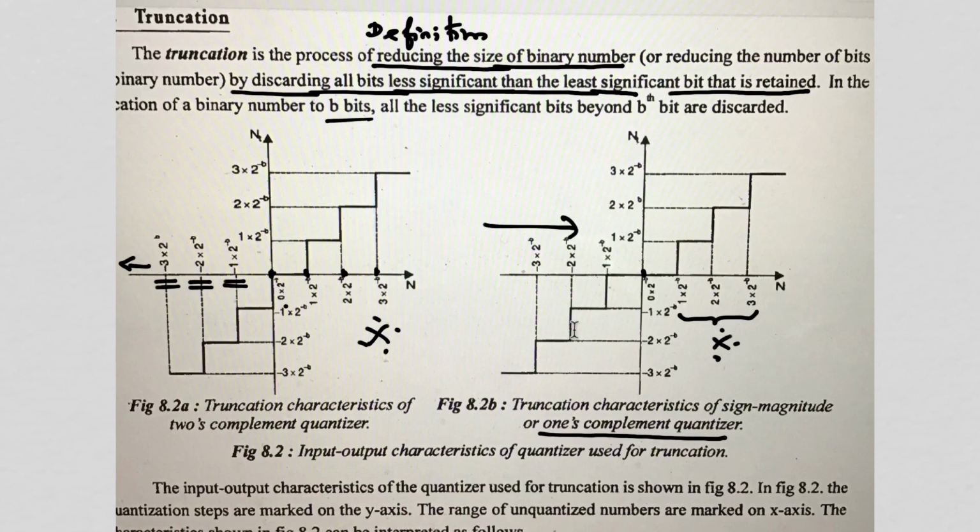0 will be represented with the sign plus 0, minus 0, whereas in the case of 2's complement there are no such variations. You will have only 0, only once, that's all. 0, 1, 2, 3 on one side, whereas on the other side the values will be minus 4, minus 3, minus 2, minus 1. So these are all the truncation characteristics.